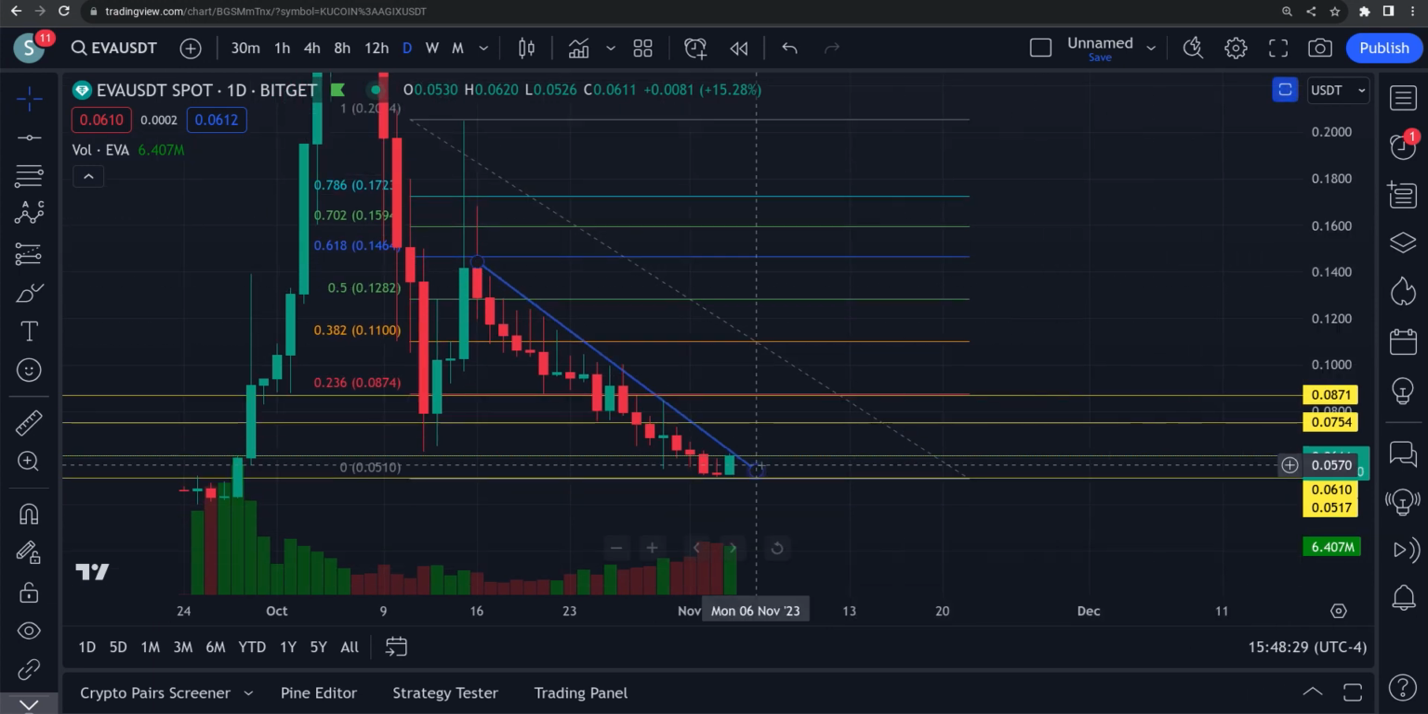Watch, if it does break out of here, the next resistance you have is at 7.5 cents. Then you have a resistance at 0.087. That's your first two resistance areas. The support line down here at roughly 5 cents, that should hold. Technically, that thing should hold. So, looking for a breakout here. This thing finally, let's go. Evadore, it's been beaten down.